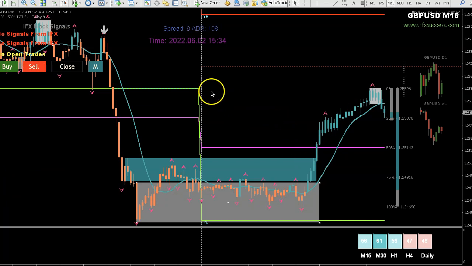So my exit should be close to this resistance right over here. This is a nice resistance.